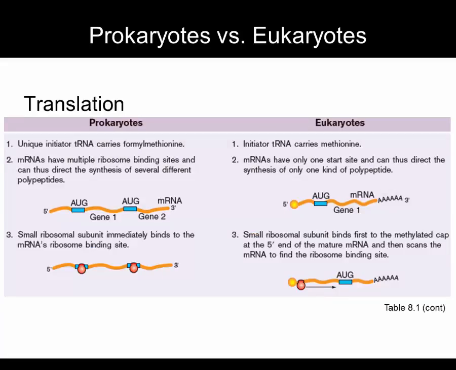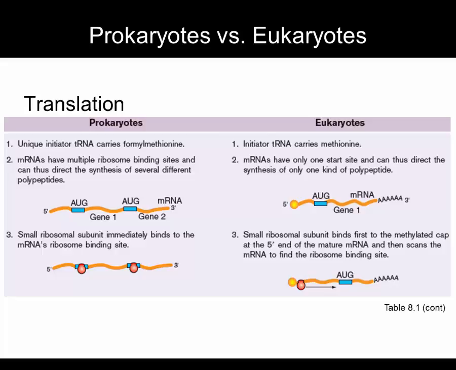And finally, we have the key differences in translation. In prokaryotes, the initiator tRNA carries fMet, while eukaryotes just use normal methionine. The small ribosomal subunit starts by binding the Shine-Dalgarno sequence in prokaryotes, while in eukaryotes it recognizes the 5' methylated cap. Pairing with the Shine-Dalgarno sequence puts the start codon in the proper position to start translation. However, the eukaryotic ribosomes that recognize the 5' caps must scan the mRNA to find the first start codon.